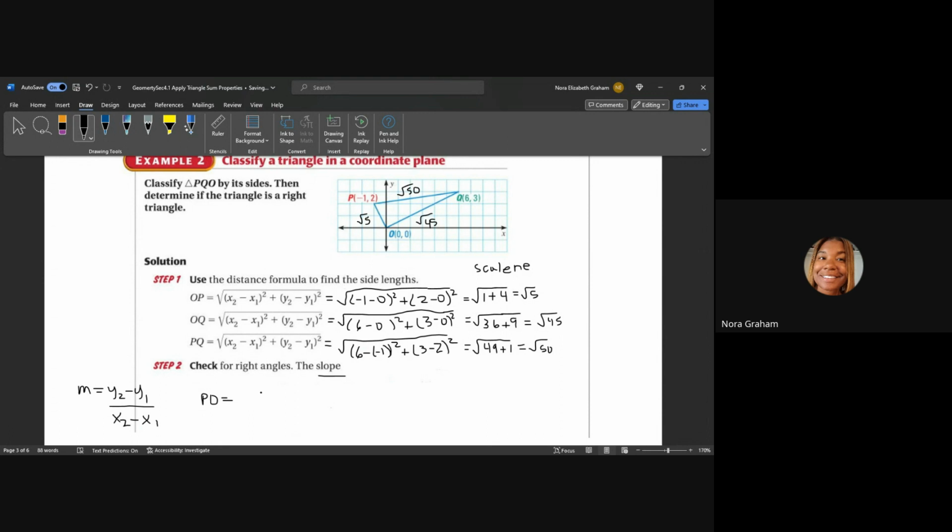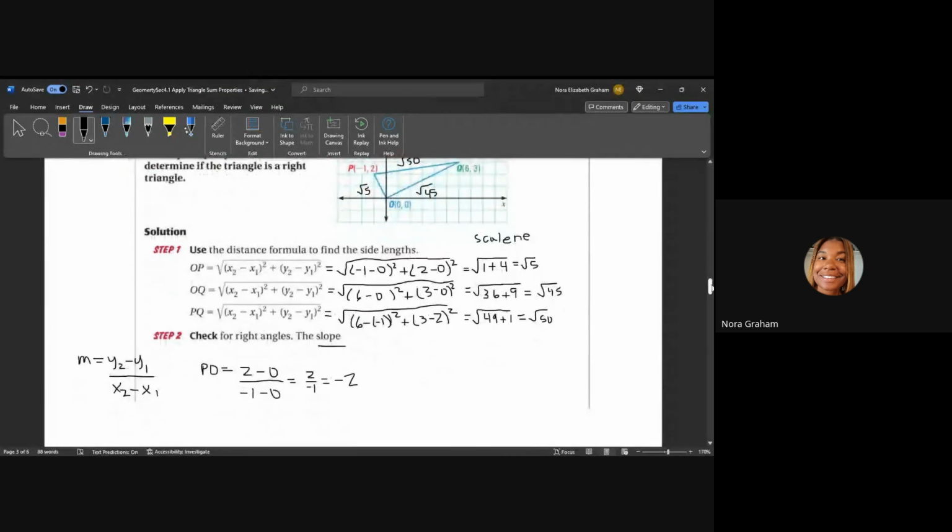So let's go ahead and find the slope for this. So my y's, I'm going to have, let's do 2 minus 0 over negative 1 minus 0. Okay. That's going to equal 2 over negative 1. Or I can just write this as negative 2. Okay. So now let's find the slope for OQ.